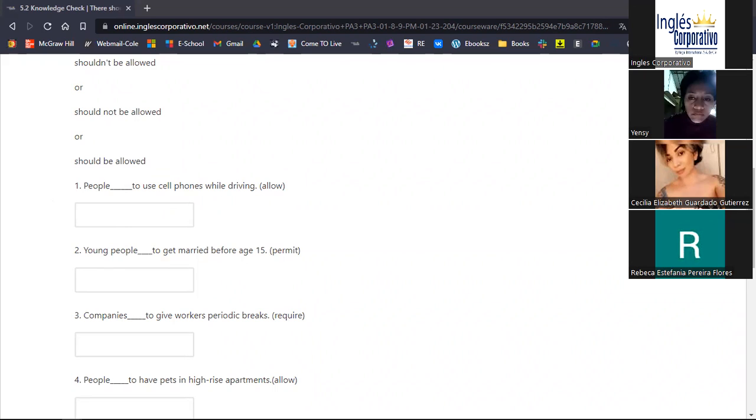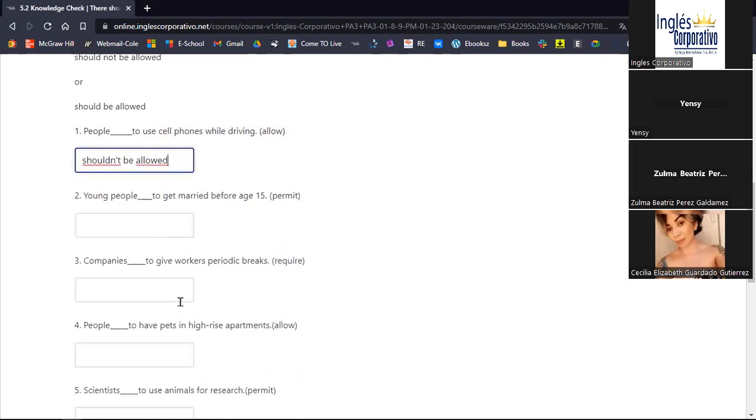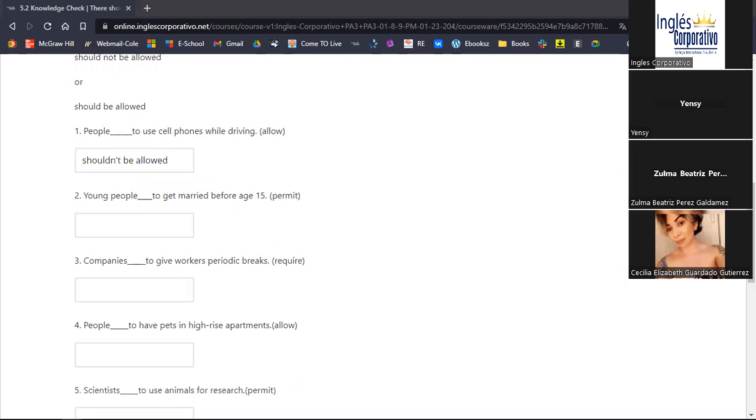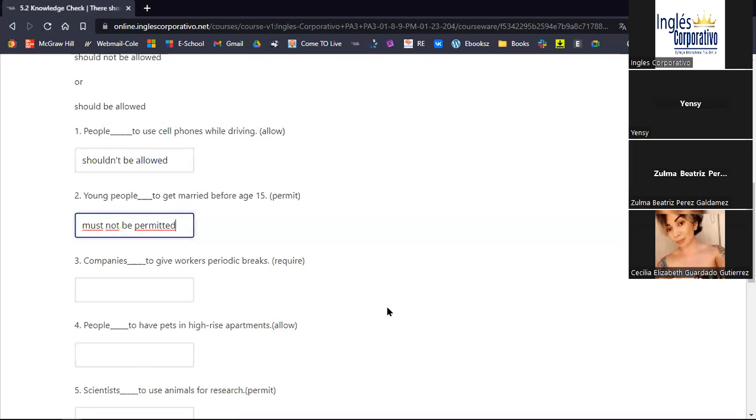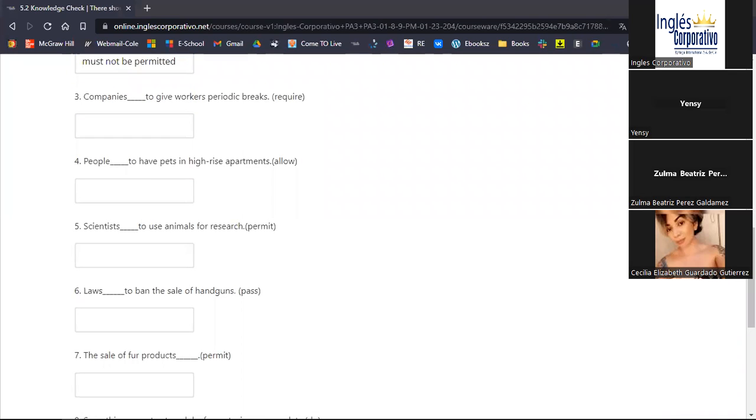So what about the first one? People what? Shouldn't be allowed. Mm-hmm. Very good, right? So in this case, you can say people shouldn't be allowed, or should not be allowed, or should be allowed. Now, based on your answer, what about the second one? Young people must not be permitted. Permitted, right? Muy bien. Okay, young people must not be permitted to get married before age 15. Very good. What about number three?